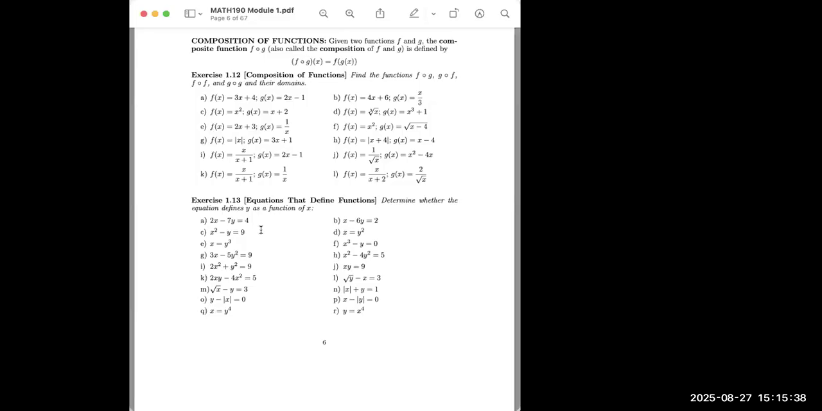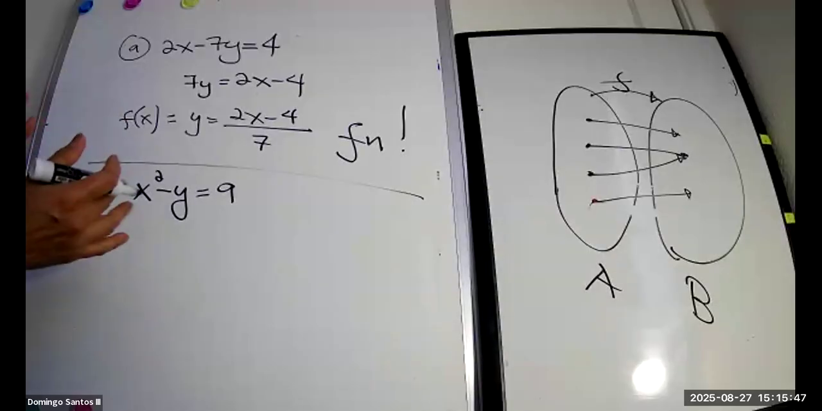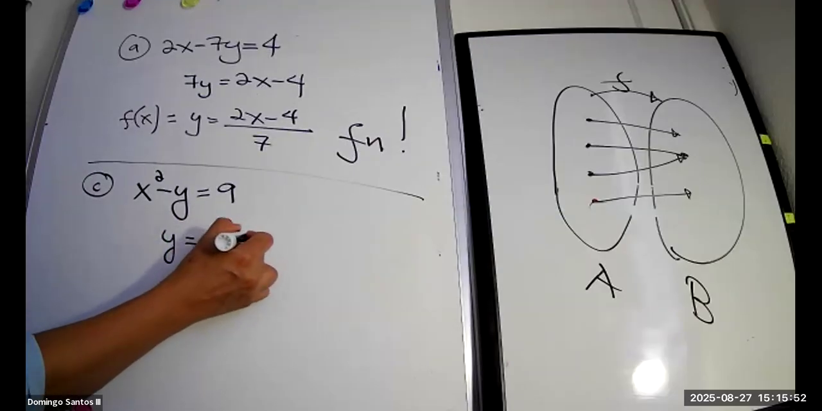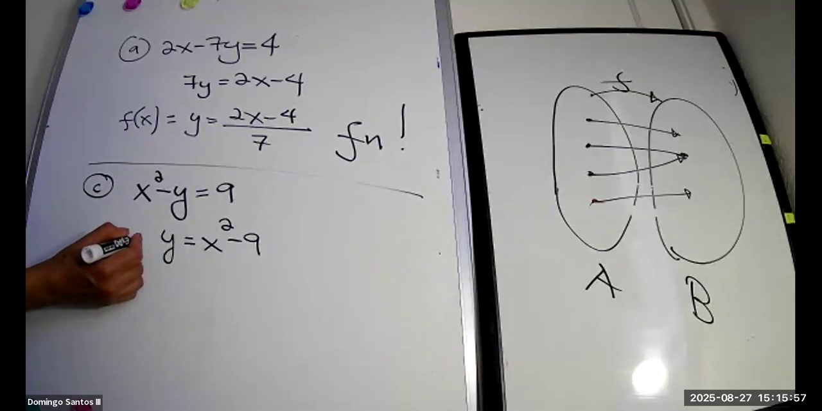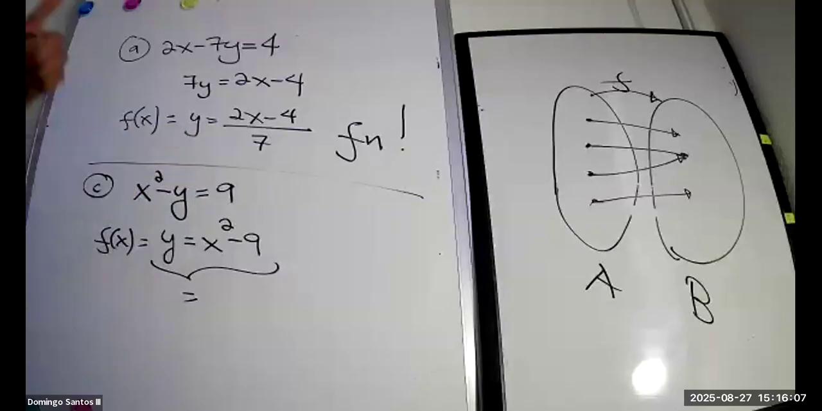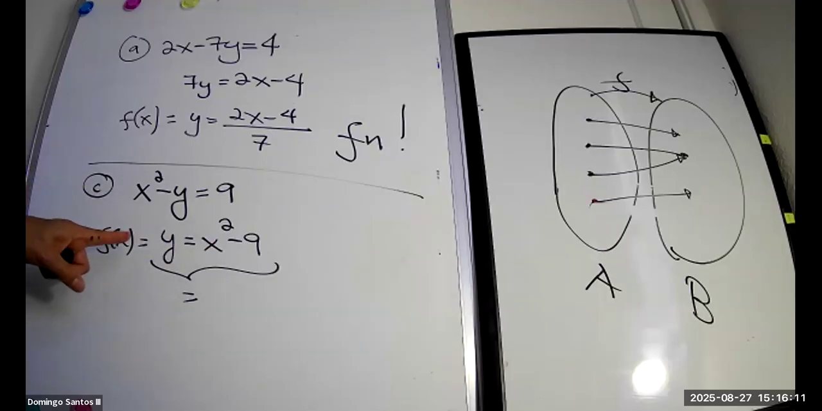Can you read letter C, please, Hassan? X squared minus y is equal to 9. Okay. Now, let's isolate y again. Do you agree with me that y equals x squared minus 9? Yes. So this is f of x, because y is a function of x. Now, if I throw a value for x, would there be only one y?